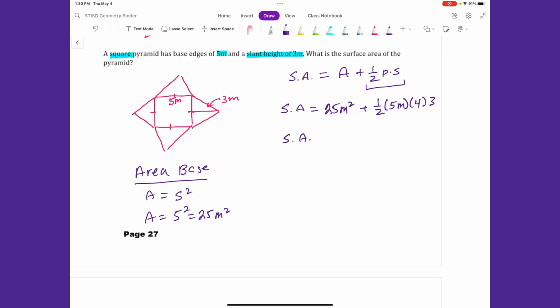So to find the surface area, we get 25 square meters plus, I know that 1/2 of 4 is 2, 2 times 5 is 10, 10 times 3 is 30. So it's 30 square meters. The surface area is going to be the sum of the two, which gives you 55 square meters. So that is the surface area. The lateral area we've already figured out. It's this part. That's the area of the triangles, so that's 30 square meters.